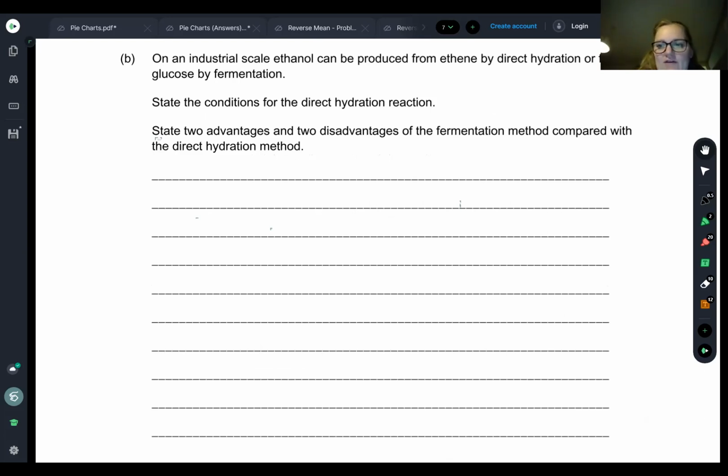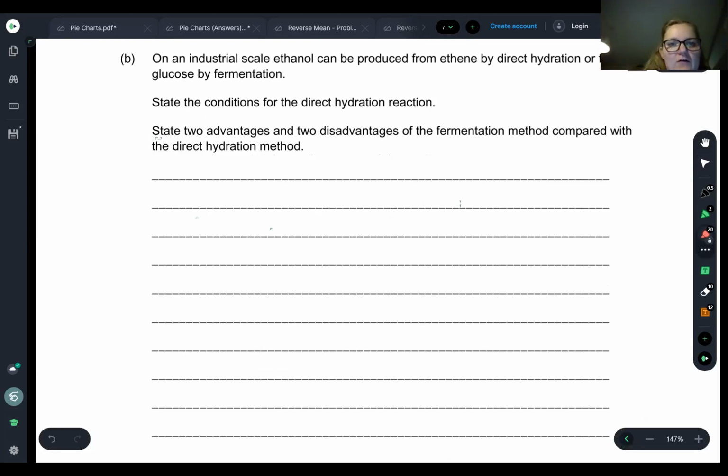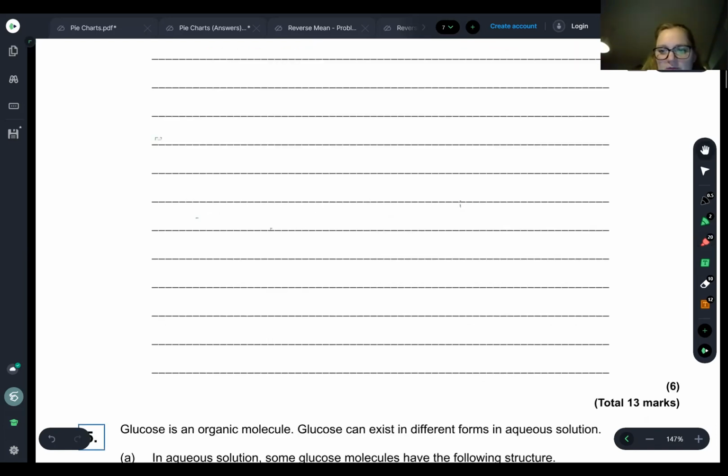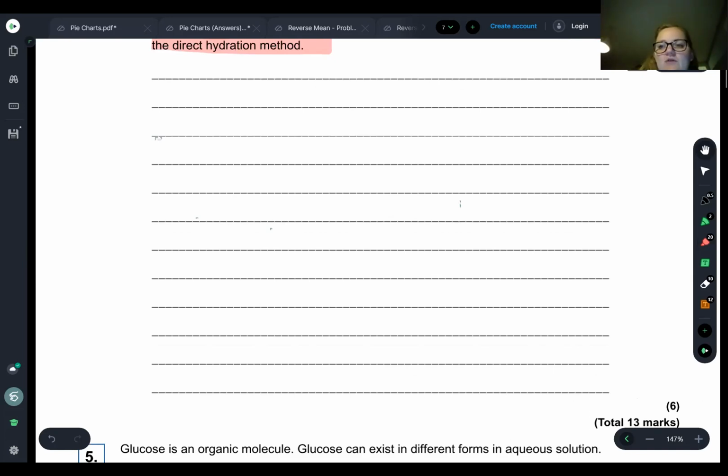So let's highlight the key parts of this. Industrial scale, that's important. We're making ethanol still. Can produce from ethene by direct hydration or from glucose by fermentation. State the conditions. So this is important. Conditions for direct hydration. And then we need 2 advantages and 2 disadvantages of a fermentation method compared with the direct hydration method. In total, how many marks is this question? This question's worth 6 marks.